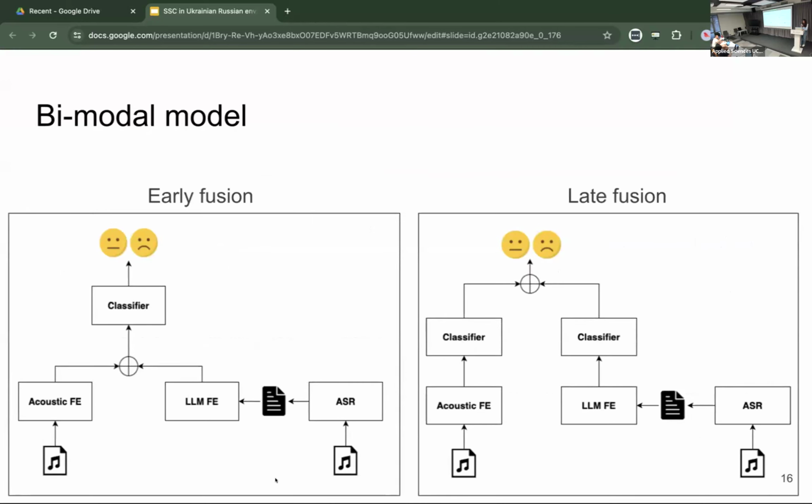The third approach is bimodal fusion. We choose two approaches to fuse our text and audio components. The first one is early fusion. It's just simple concatenation of audio and text features and passing them to a classifier. And the second approach is late fusion, where we have two separate classifier models and we ensemble them together.